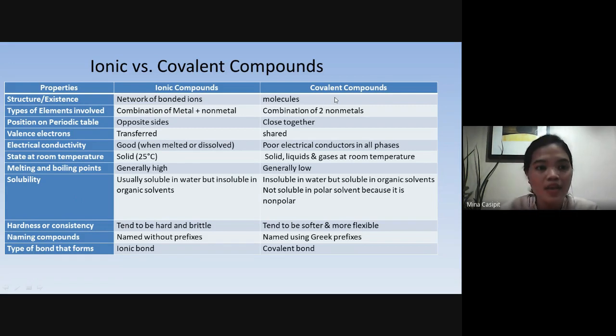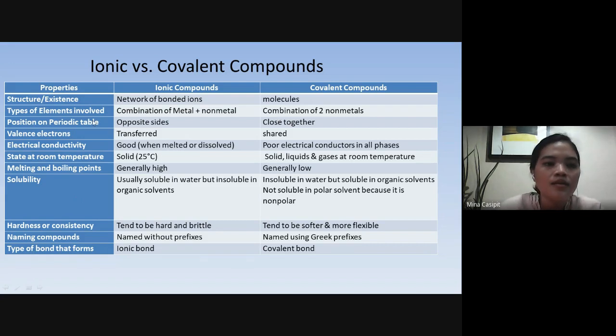Second property, we have types of elements involved. Kanina, na-identify na natin kung bakit na-form yung ionic at saka covalent compound. So in ionic compound, there is a combination of metal plus non-metal. And then for covalent naman po, on the other hand, it is a combination of two non-metal elements.